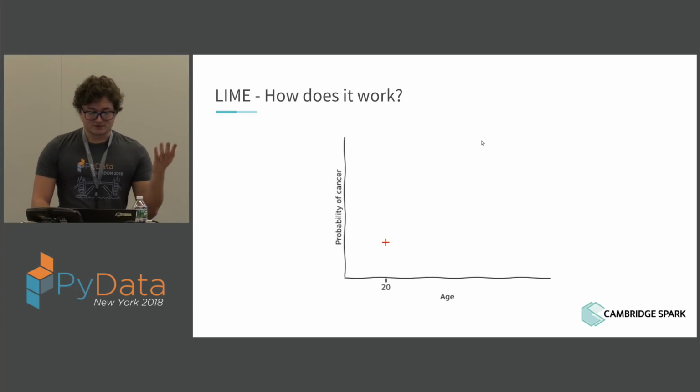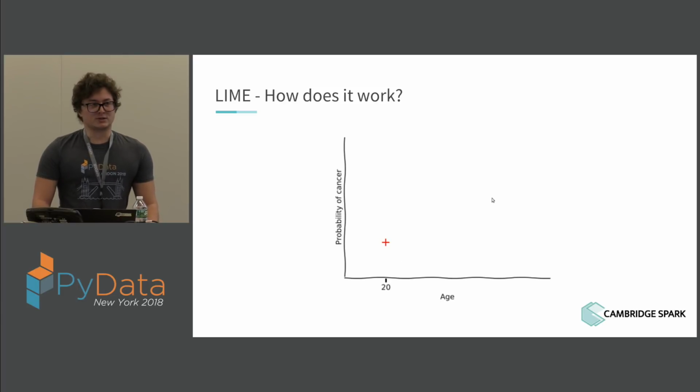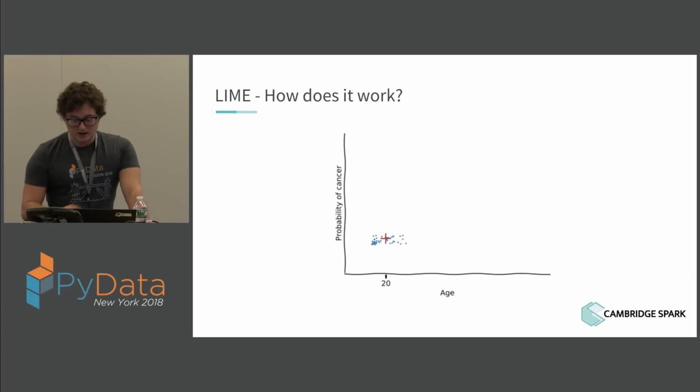Here, I'll just have age as a feature. So say you have one patient that is 20 years old, and your model predicted some probability here, and you want to explain that. So what Lime will do is first sampling from the distribution and predicts all those values. So here it sampled a lot of data around that 20 years old spot, and it uses your model to predict the probability based on that.